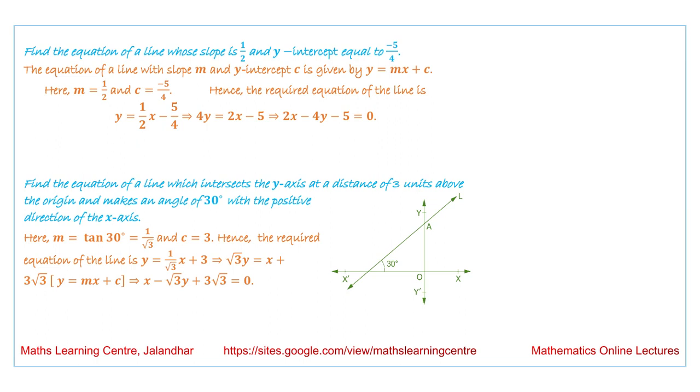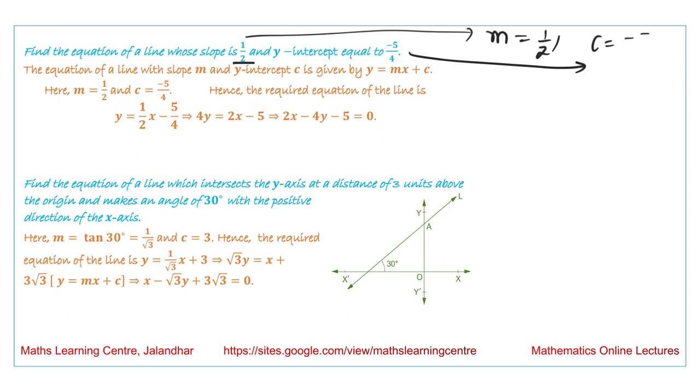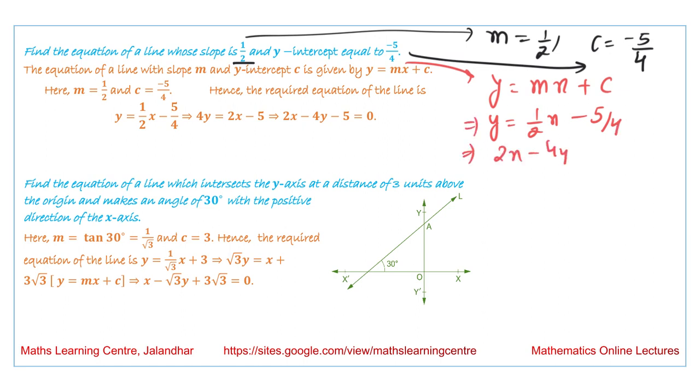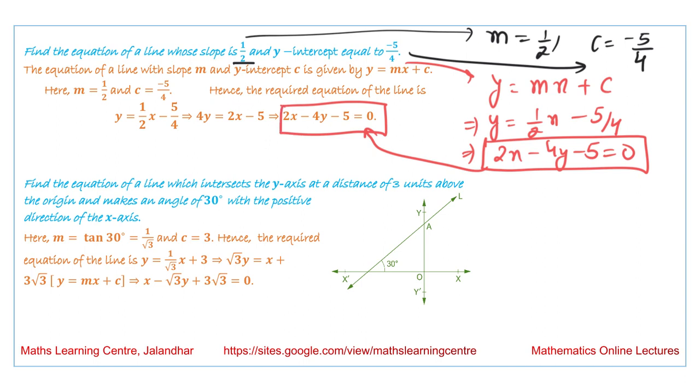Next, find the equation of the line whose slope is 1 by 2. This is the value of m given to us, that is equal to 1 by 2, and the y-intercept, that is the value of c, is given to be minus 5 by 4. We know that the equation of the line in slope intercept form is y is equal to mx plus c. So the equation becomes y is equal to 1 by 2 x minus 5 by 4. This implies 2x minus 4y minus 5 is equal to 0.